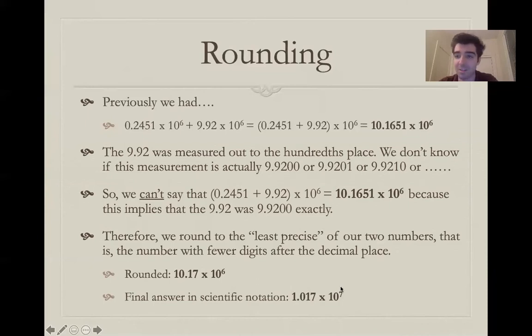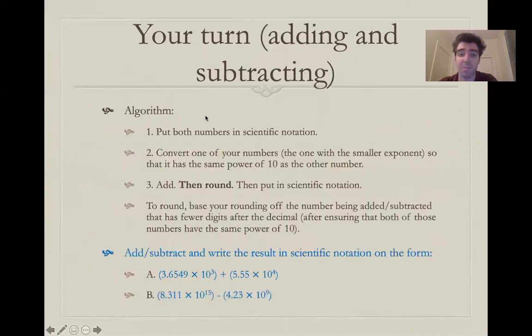Okay, and that's it. So just to recap that algorithm: if you are adding or subtracting, I know that was all for adding, but subtracting is exactly the same. You're going to put the 2 numbers in scientific notation, convert the one with the smaller exponent so that it has the same power of 10 as the other number, the one with the bigger exponent. Then add them, then round in the way that we just described, then put it in scientific notation. Remember, rounding here means you're going to round it to the same number of places that the less precise of the 2 numbers you were adding had.